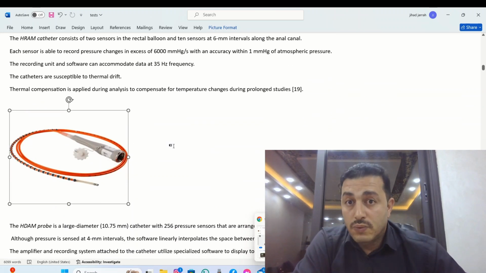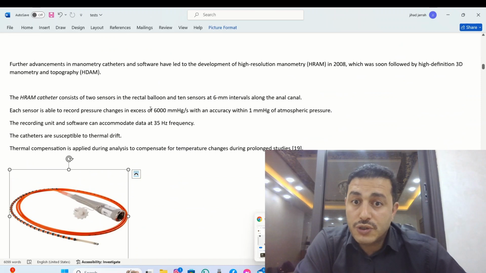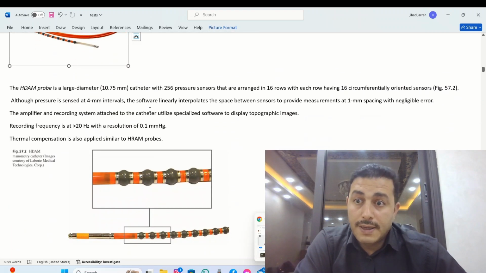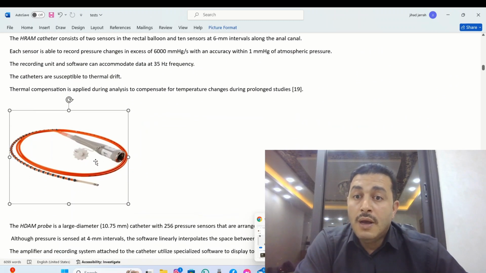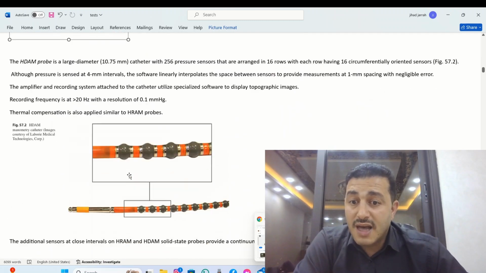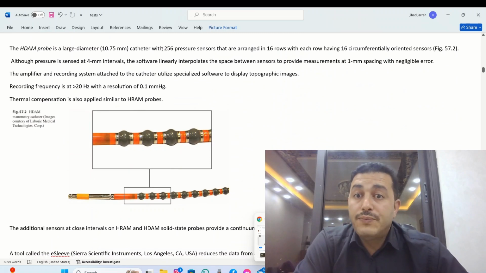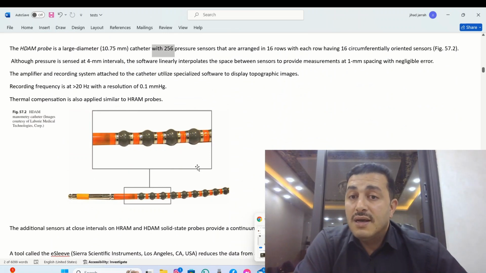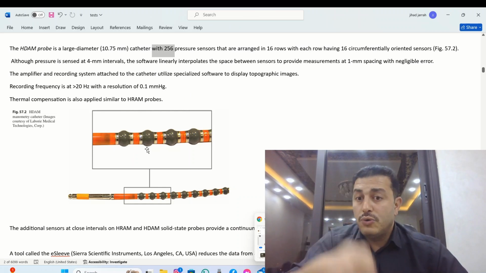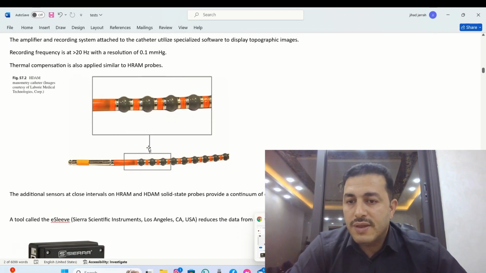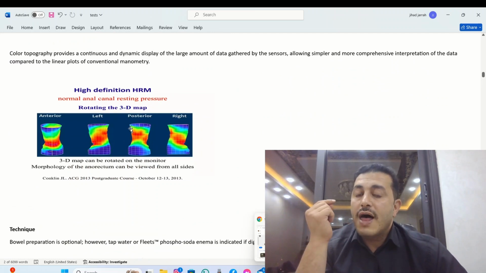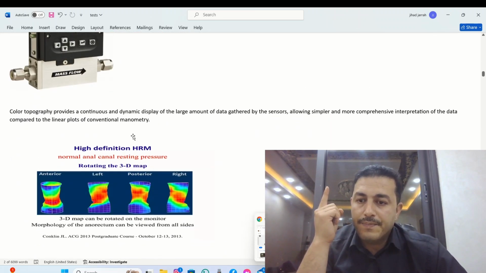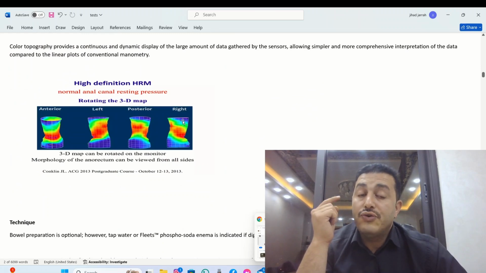You can imagine we talked about how many sensors we have for the high resolution or the high definition. This is the high definition, actually up to 256 sensors we have. They are oriented. They do not require pull-through because the whole probe is covered with sensors. This is how you will see the resolution with the high resolution, the 3D.